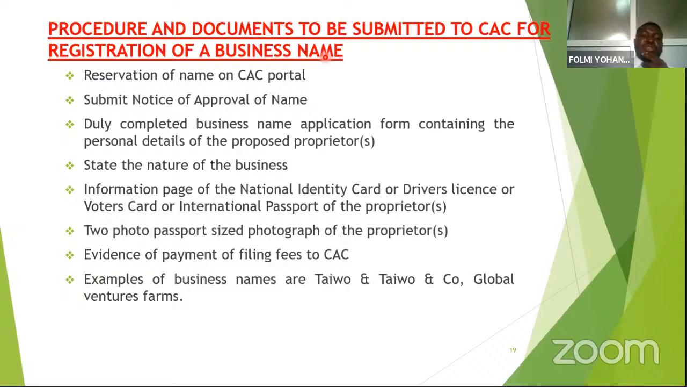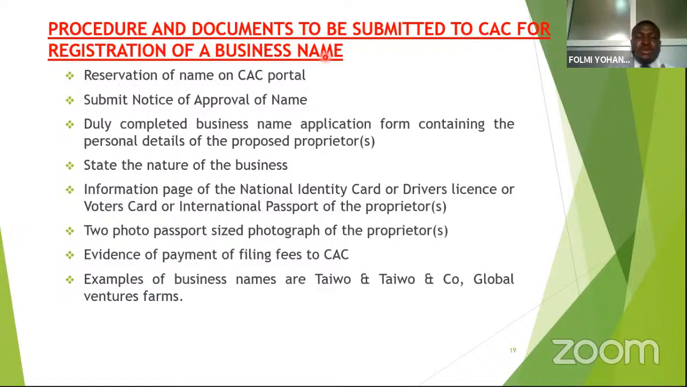So if the name is approved by CAC, they will send a mail to you that congratulations, the name has been approved. They will give you a code for you to begin your registration. So you enter the code, it will bring out the page and the name of the business they've reserved for you.